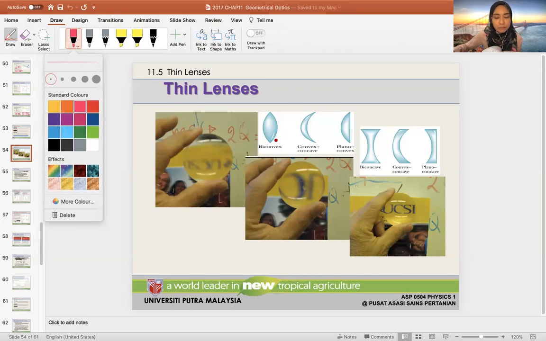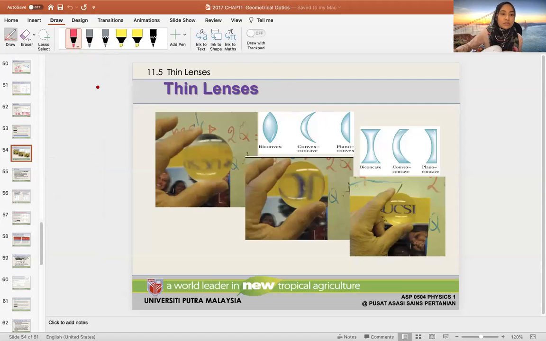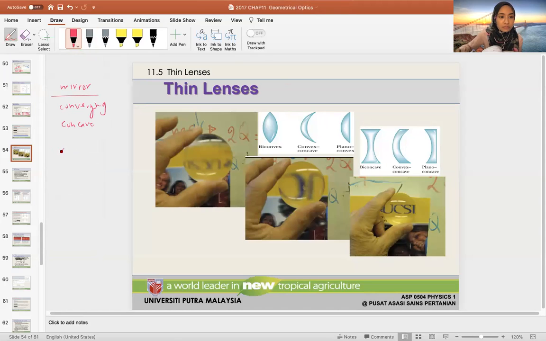Okay, so we have biconvex, convex, concave. Sorry, I'm stuttering. Previously, we talked about mirrors where converging is concave and convex was diverging. For lenses, it's the opposite. So a converging lens is called a convex lens. And a diverging lens is called a concave lens.